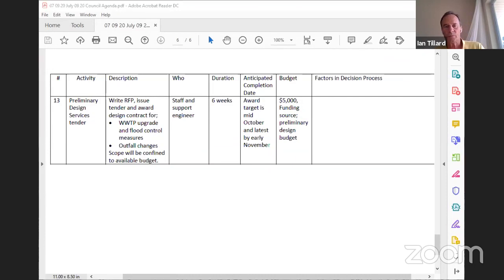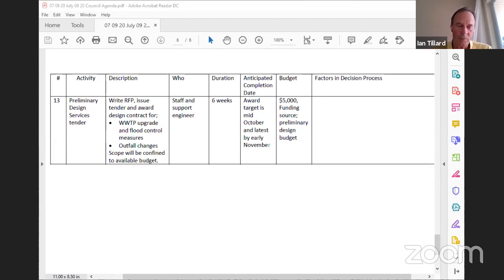And then, of course, at that point we've made those decisions, and we can write an RFP for the preliminary design. That's both for the plant upgrades and any flood control measures that are required, and the changes to the outfalls. And now the scope, just so you understand, the way the engineering side of it would work, the scope for that preliminary versus detailed design.